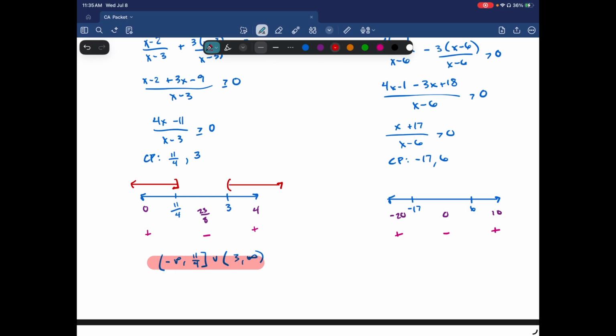All right, I can let it be negative 17. So I shade to the left, and negative 17 gets a bracket. I cannot let it be 6 because that would make the bottom 0, and I can't divide by 0, so that gets parentheses, and I shade to the right. All right, so my interval is going to be negative infinity to negative 17, bracket, union, parentheses, 6 to infinity.